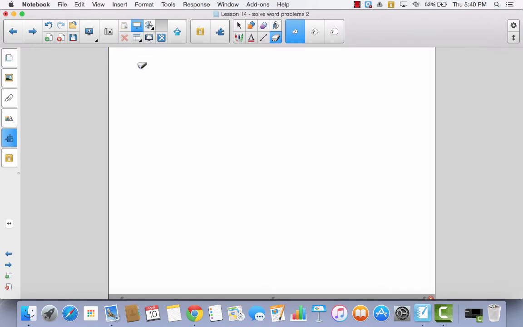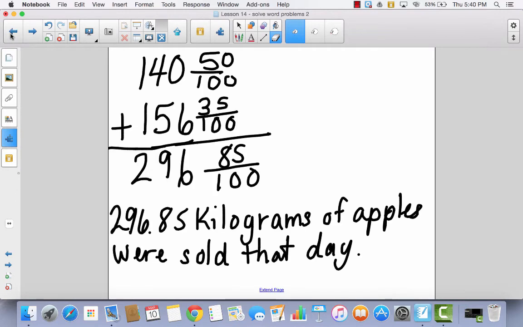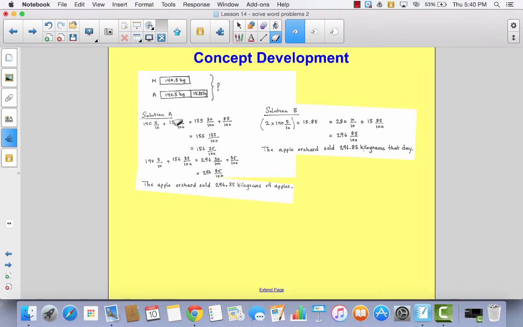All right, so you can see their tape diagram looks very similar to ours. And you can see that they added their 140 and 5 tenths to 155 and 85 hundredths. So it looks like here they did the exact same thing as we did. But in solution B, because 140 and 5 tenths was twice, they multiplied times 2 and then added 15 and 85 hundredths, which got you the same answer. You can see that solution B actually was a little more efficient, but they still got the same answer.